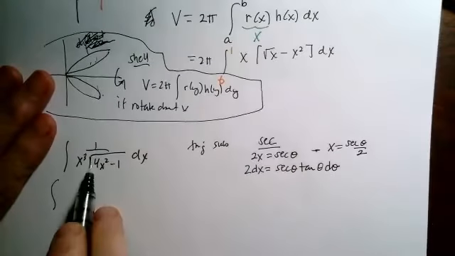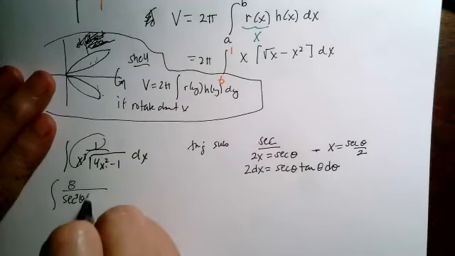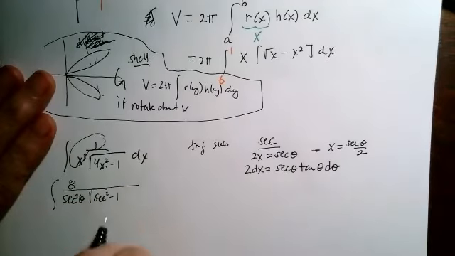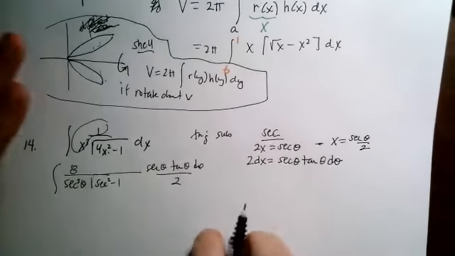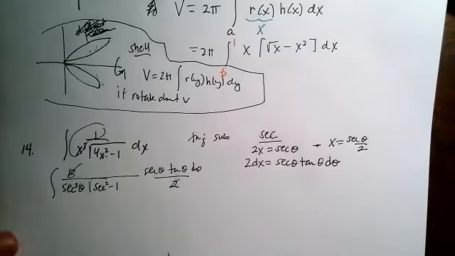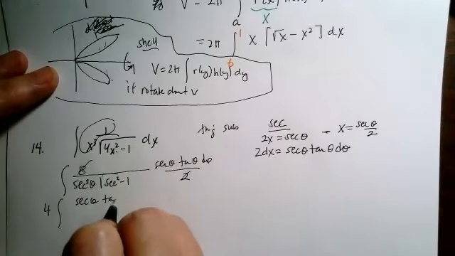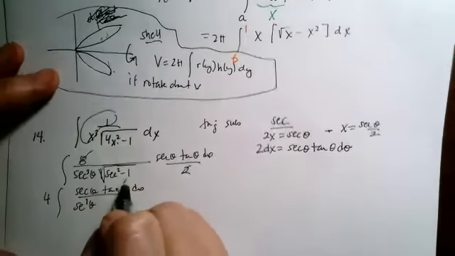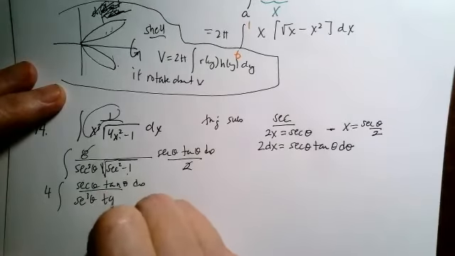So let's plug that in. It's going to give us 8 over the secant cubed of theta for this part. And for this part, we'll have the square root of secant squared minus 1. And dx will be secant theta, tangent theta, d theta divided by 2. So the 8 and the 4 can cancel, and I'm going to pull out a 4. And what do we get here? Secant theta, tangent theta, d theta over secant cubed theta. And what is the square root of secant squared minus 1? Tangent theta.